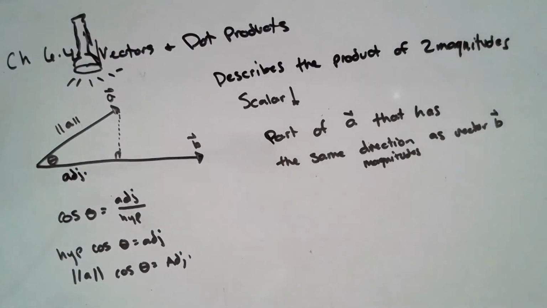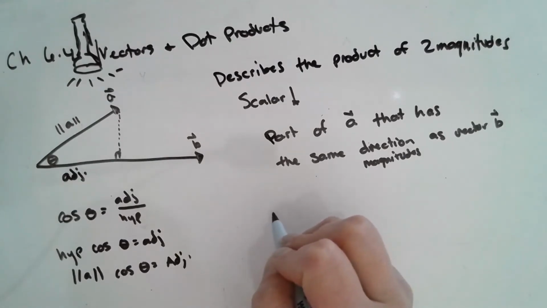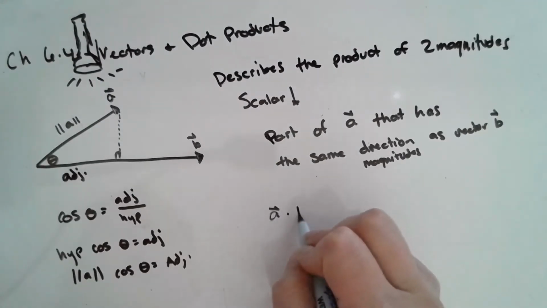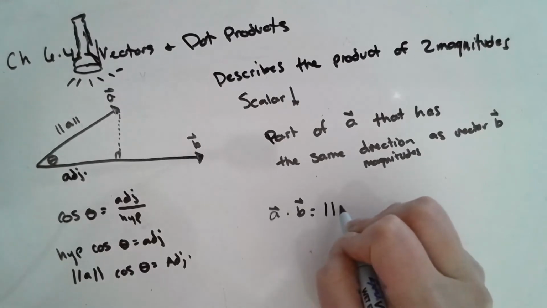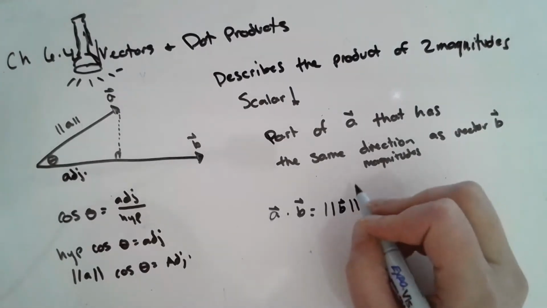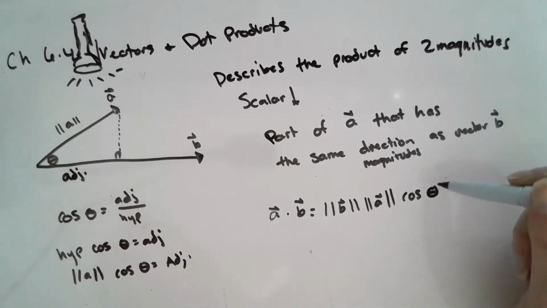So let's look at this. Okay, so if we look at this, we have this vector B. So really the dot product, let's say, of vector A dot product vector B, that's going to give me the magnitude of vector B or A, this order doesn't matter, times the magnitude of A cosine theta.